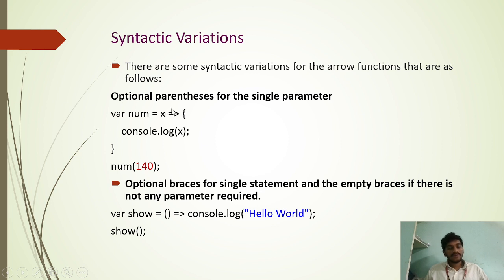As I said, this is the notation for indicating the arrow function. So console.log(x), where x may be any value. This is the definition of the function, and I am calling the function as num(140). 140 is x, so the console will print 140.